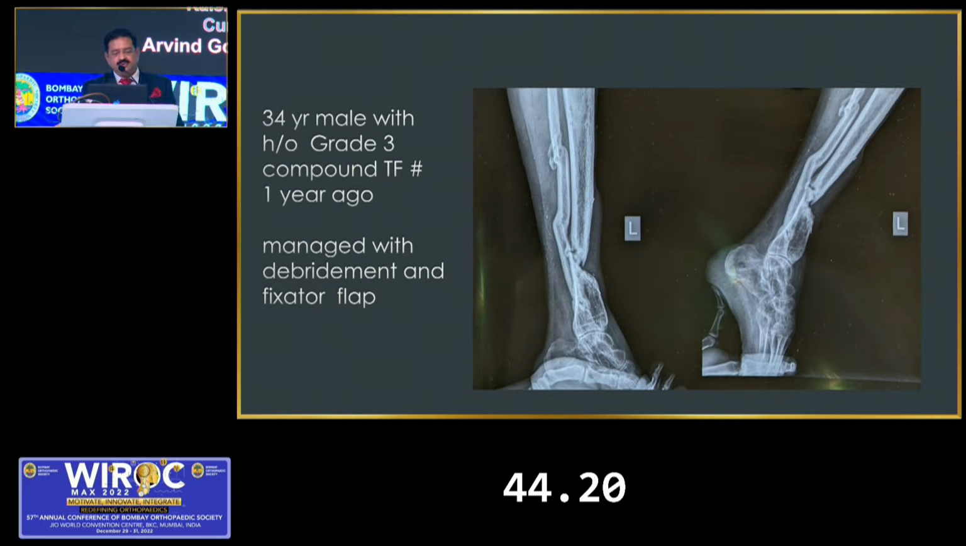Now this was a 34-year-old male patient with a grade 3 compound fracture of the tibia and fibula 1 year back. When he came to us, this was the condition. There was an infection, and therefore we had to go for debridement, fixator and a flap.